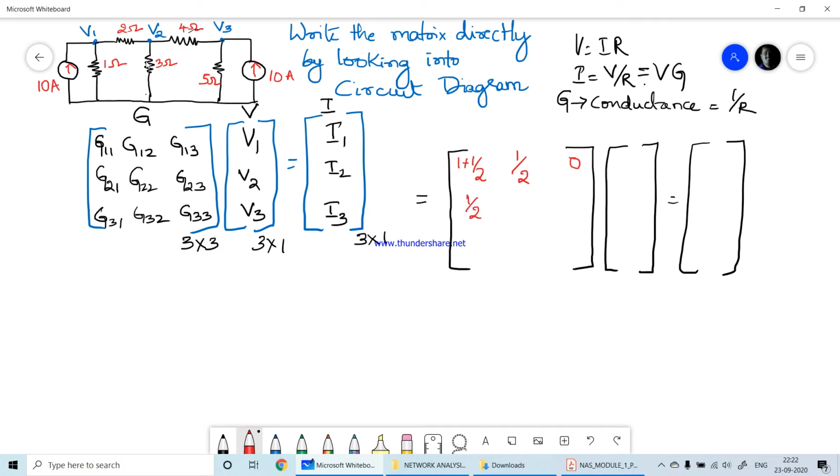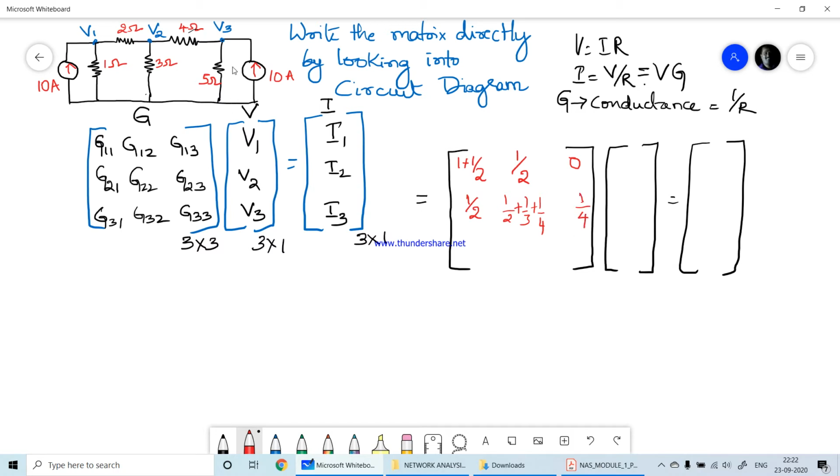Now between 2 and 2, meaning the resistances connected to node 2, we should take the conductance of those. We have 2 ohms, 3 ohms, and 4 ohms. So therefore it is 1 over 2 plus 1 over 3 plus 1 over 4. Then between 2 and 3 we have 4 ohms. Therefore the conductance is 1 over 4.